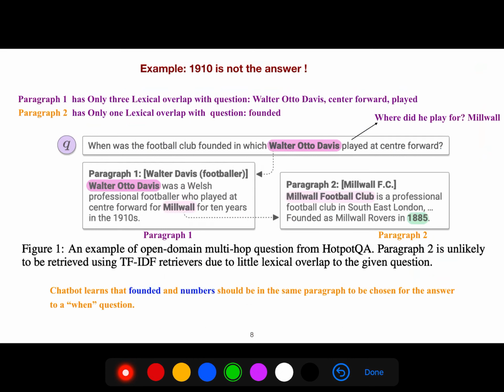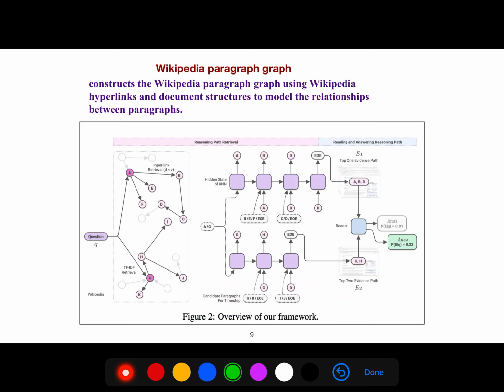So, for example, here I want to say that there is little lexical overlap between the question and one of these texts. For example, paragraph 1 has 3 intersections. Paragraph 2 has just 1. So paragraph 2 has little intersection, and so the model learns that founded and numbers should be in the same paragraph when the question uses when.